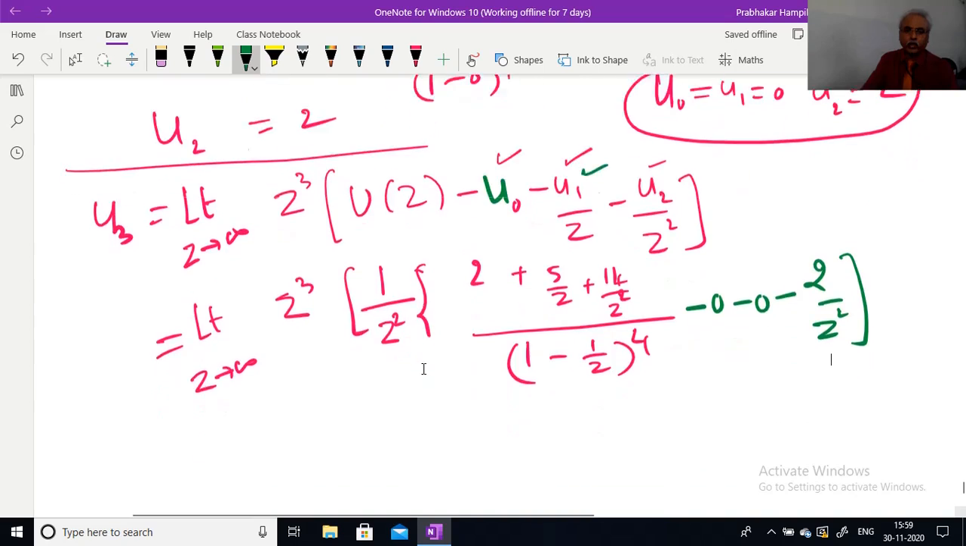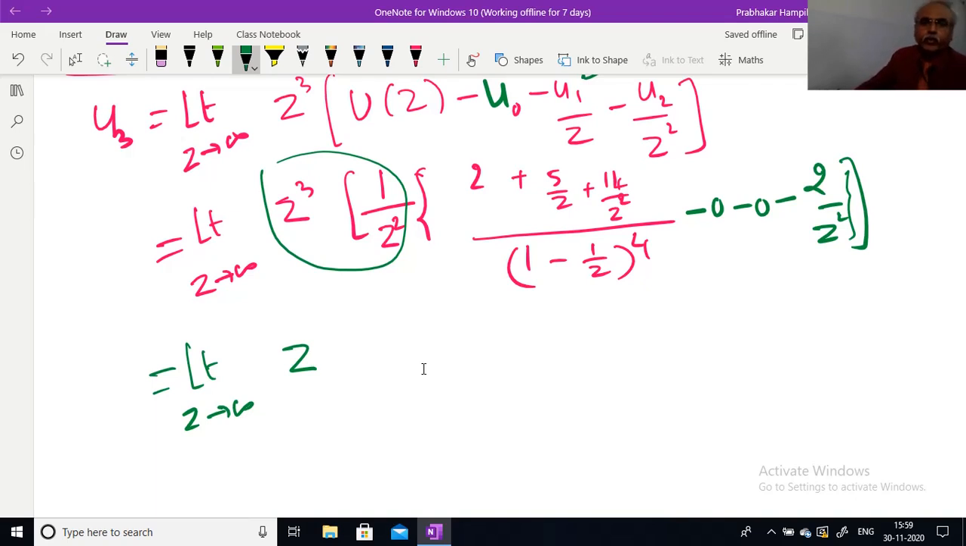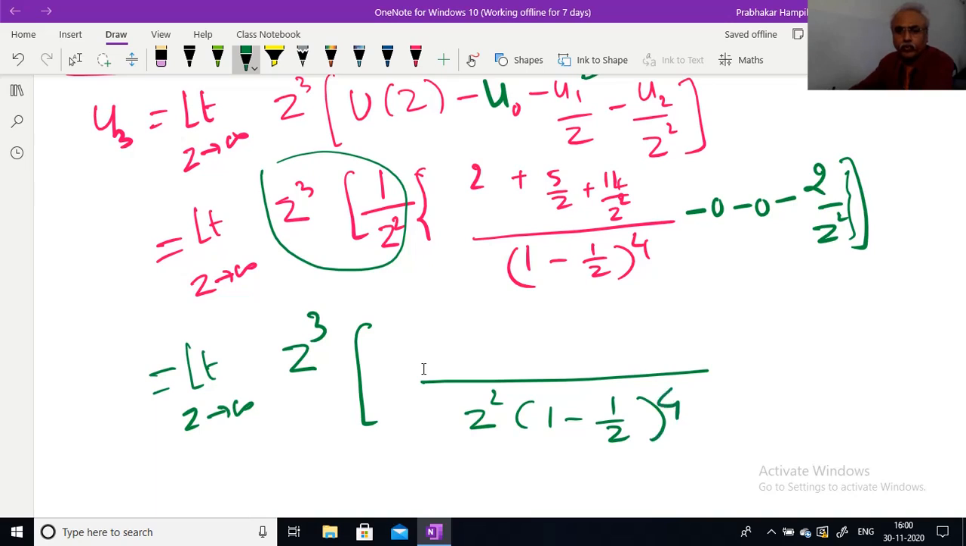Now here we have to make a little effort of algebra, which is equal to limit as z tending to infinity, and these two become z. Inside the flower bracket, z cube as it is, let us keep first. Inside the flower bracket, if I simplify, LCM is z square into 1 minus 1 by z raised to 4. And here need not multiply 2 plus 5 by z plus 14 by z square. And here please minus 2 times this bracket raised to 4.